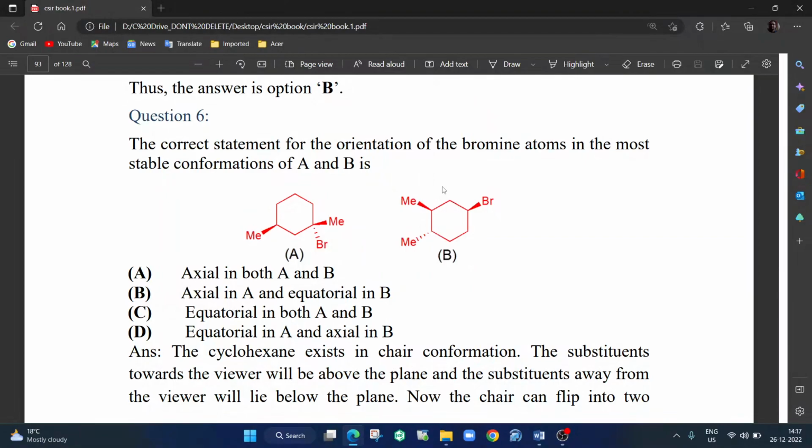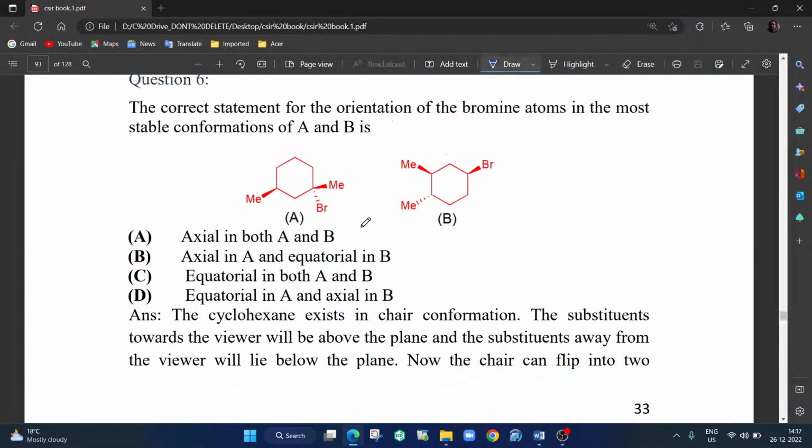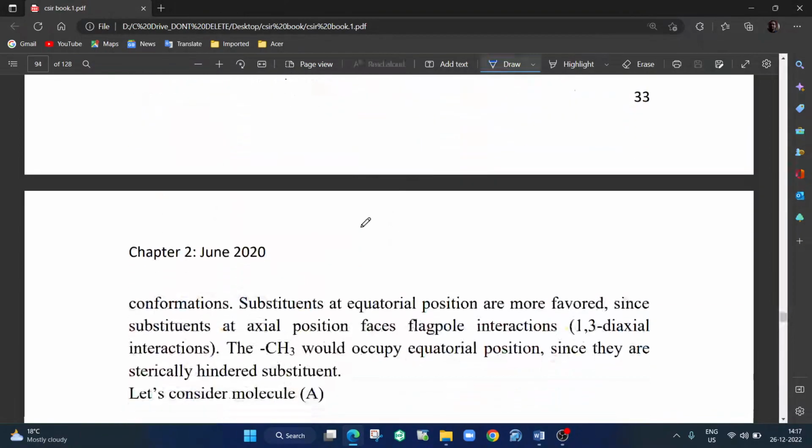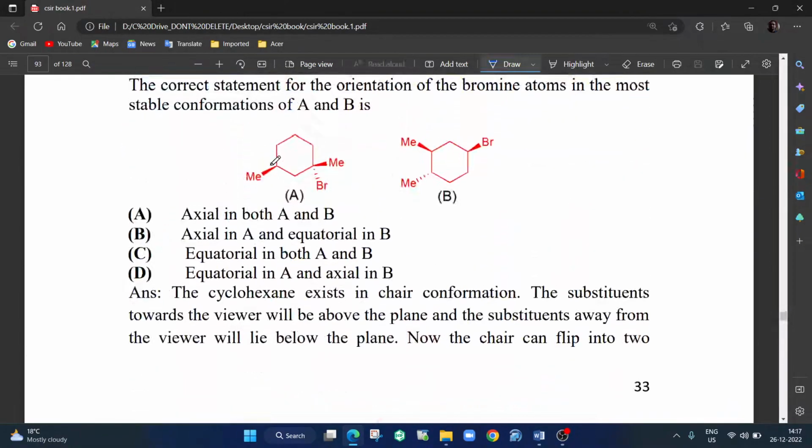Okay. So question number 6 says, the correct statement about the orientation of bromine atoms in the most stable conformation of A and B. So let's draw the stable conformation of both of them. Both of them are cyclohexane, so the stable conformation is chair, and chairs will flip. When we convert this planar structure into chair conformation, whichever substituent is towards the viewer, we put above the plane, and whichever substituent is away from the viewer, we put below the plane.